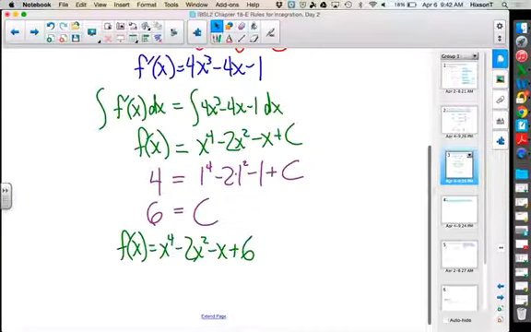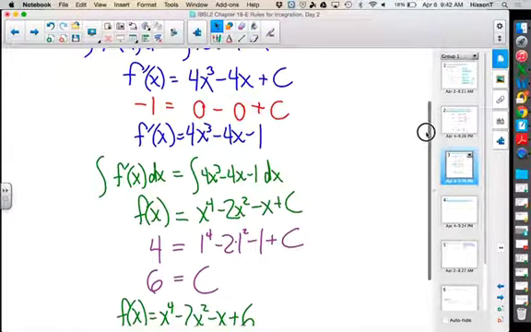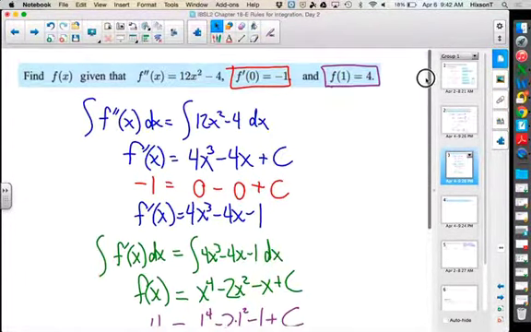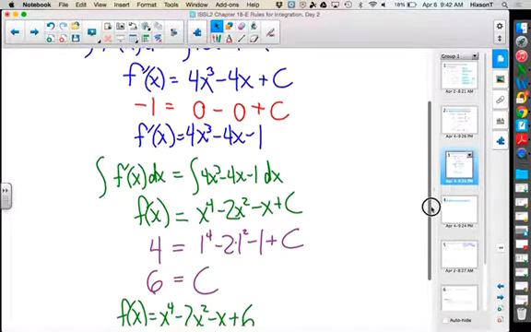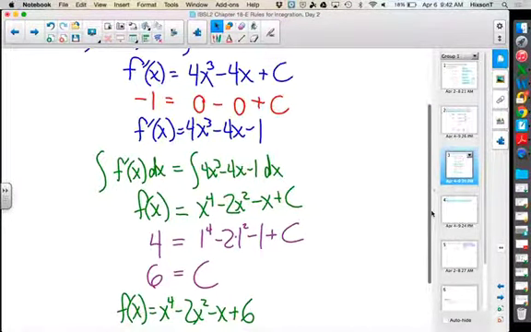Can you scroll one second? I want to see the directions. The directions would be find the original function given this. Any other questions?